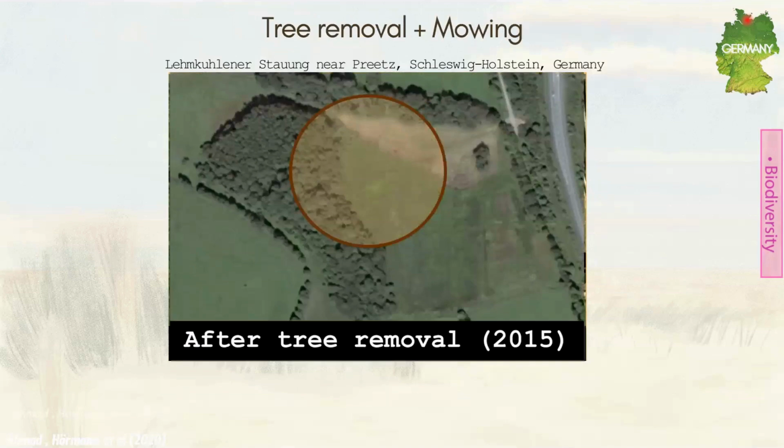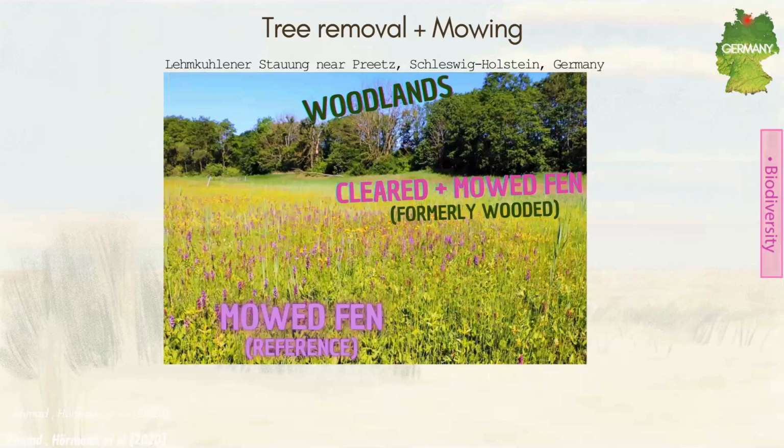The forest ecologists would not agree. They are very scared of this. It looks scary. And imagine doing this to native woodlands in Ireland. Not looking forward to it. But here you have the system. Again, behind you have the woodlands. You have the cleared and mowed fen, where the trees were removed. And in the front, you have the reference site, which is the only mowed fen.